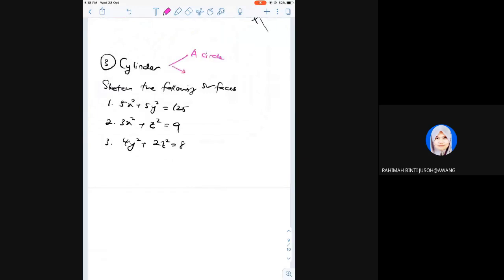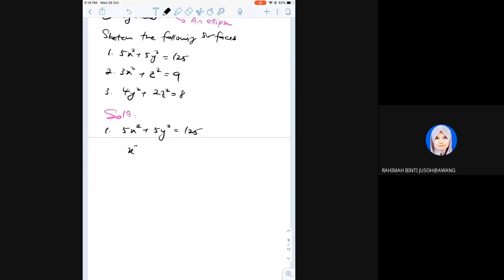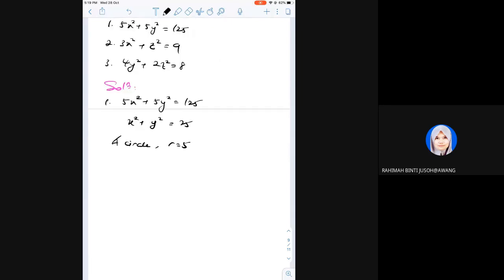or an ellipse. Okay. So if you look at the first question, silinder ni paling mudah lah, paling simple. Okay, solution. Question number one. 5x squared plus 5y squared equals to 125. We divide everything by 5. So we will have x squared plus y squared equals to 125 divided by 5 is 25. Okay, so we will have a circle with radius 5. R equals to 5. Okay, now since in this equation there are no variable, no z, so it should be parallel along z.